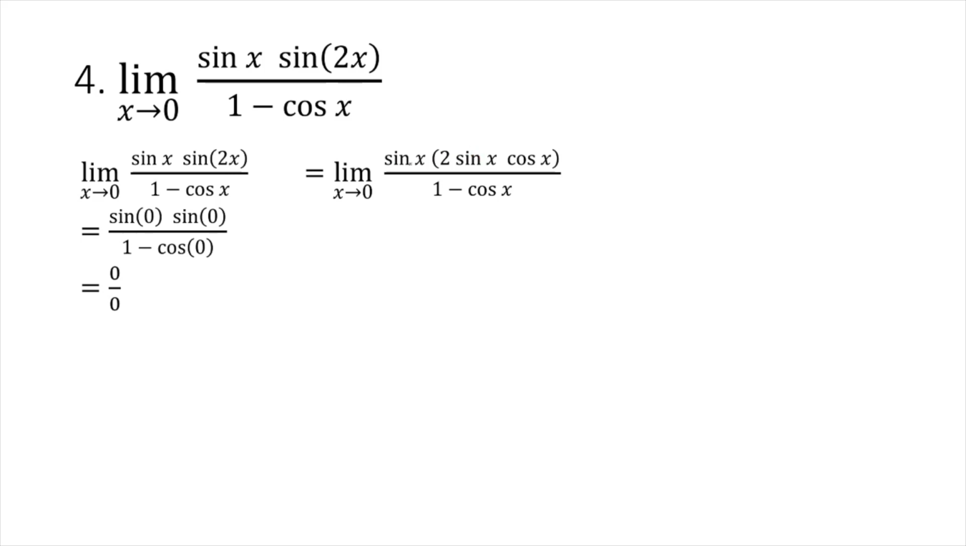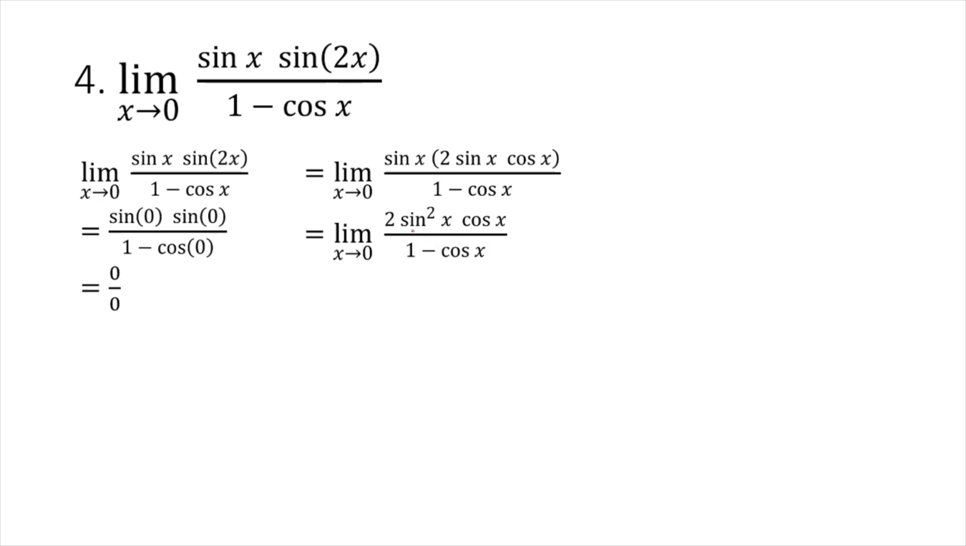Then we distribute sine of x, so we get 2 sine squared of x cosine of x divided by 1 minus cosine of x. If we evaluate at x equals 0, we still get an indeterminate form 0 over 0, because sine of 0 is 0 and cosine of 0 is 1, so 0 times 1, we have 0 in the numerator, and 0 also in the denominator, because cosine of 0 is 1, 1 minus 1 is 0. It's still an indeterminate.